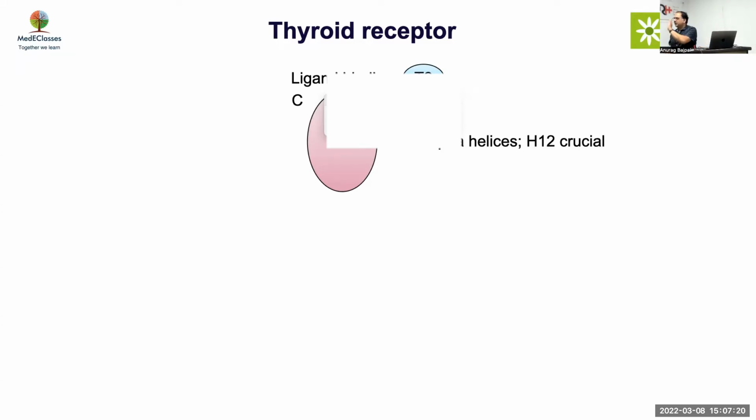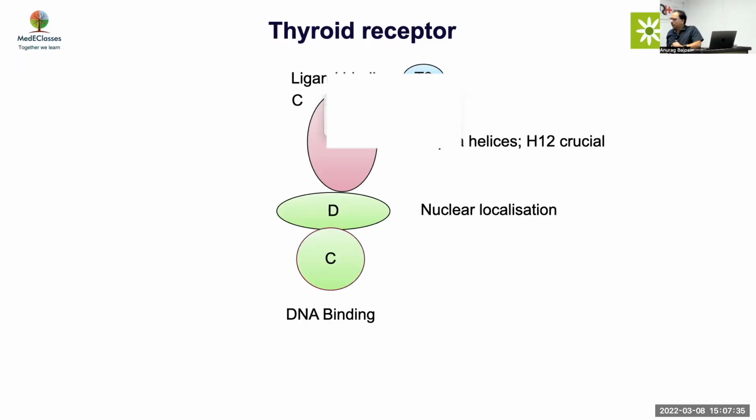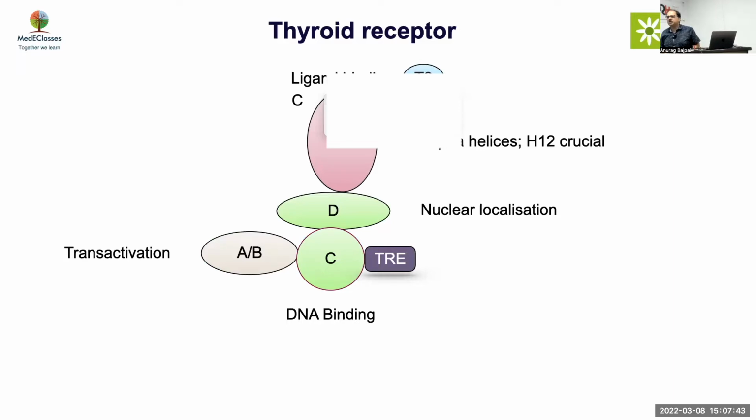So one is the ligand binding region. Second, you will have one which will take it to the nucleus. So they are in the cytoplasm, and it will move to the nucleus. So there is a nuclear localization region. And then, of course, you will have the DNA binding region, which will bind to the thyroid response elements, which are basically the promoters. And you have a transactivation region, which activates other aspects as well. So this is a typical structure of a nuclear receptor, also there for thyroid.